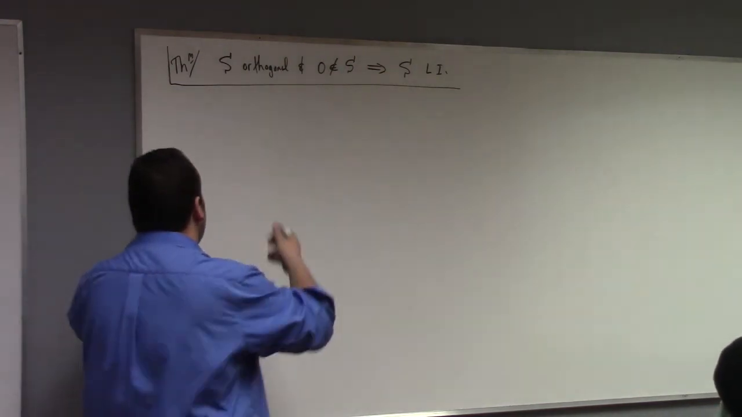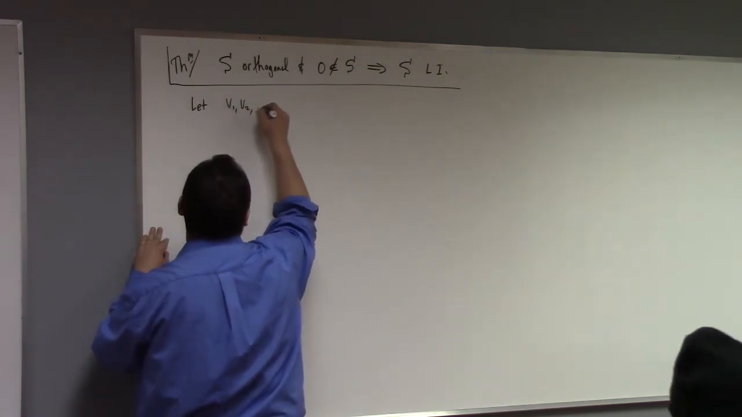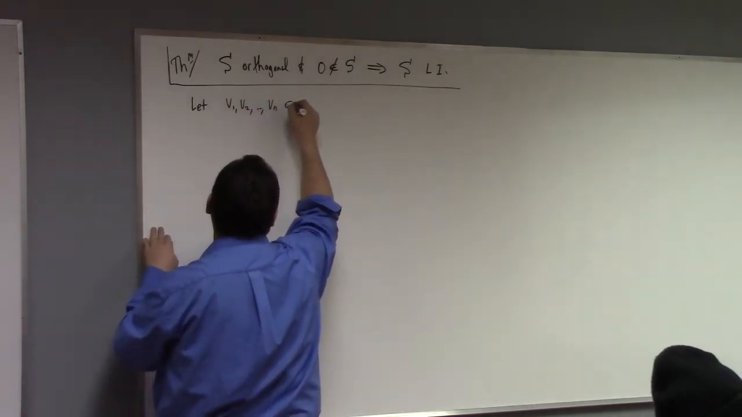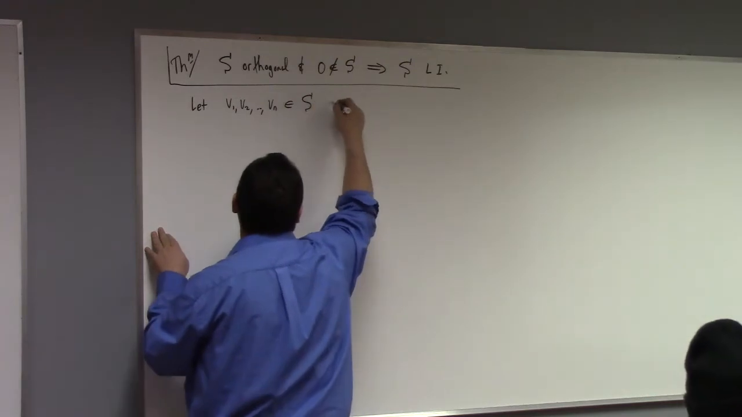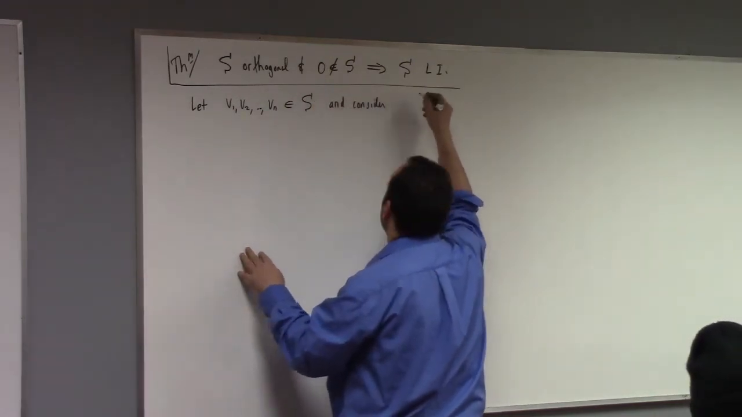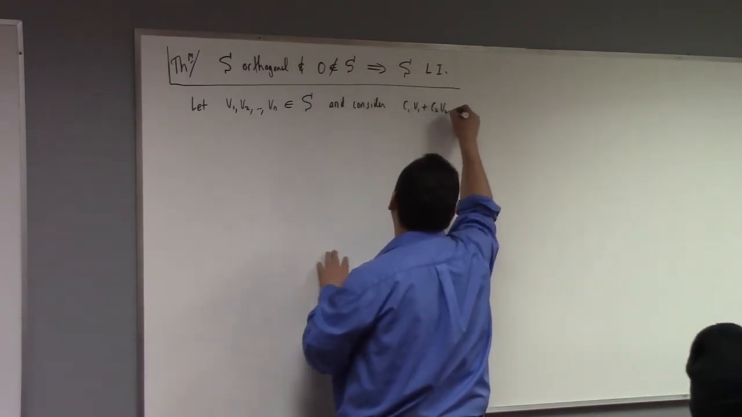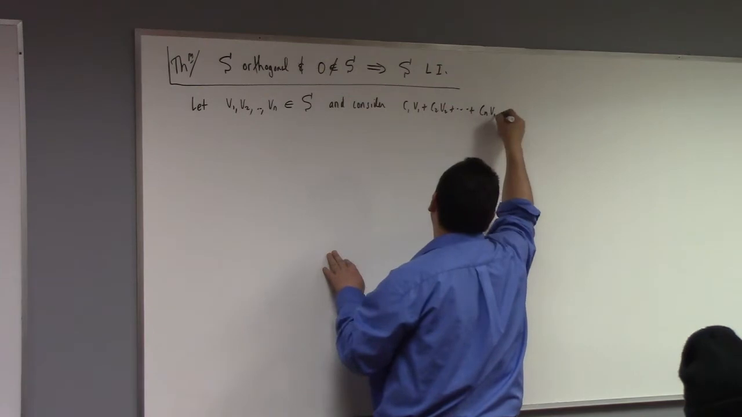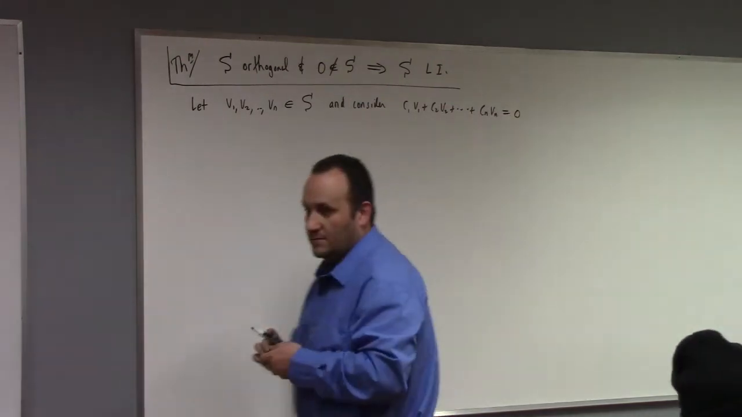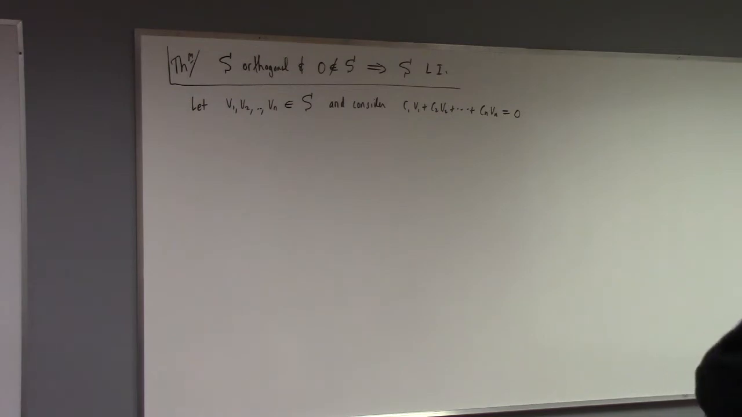Okay, so let v1, v2, ..., vn be elements of S, and consider c1 v1 plus c2 v2 plus ... plus cn vn equal to 0. To show that this is a linearly independent set, we must show what?